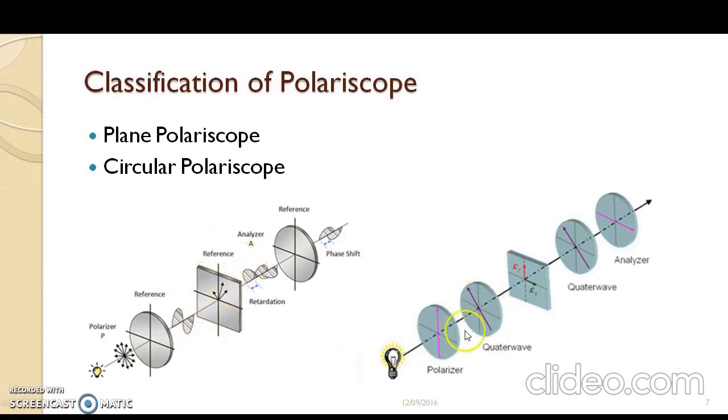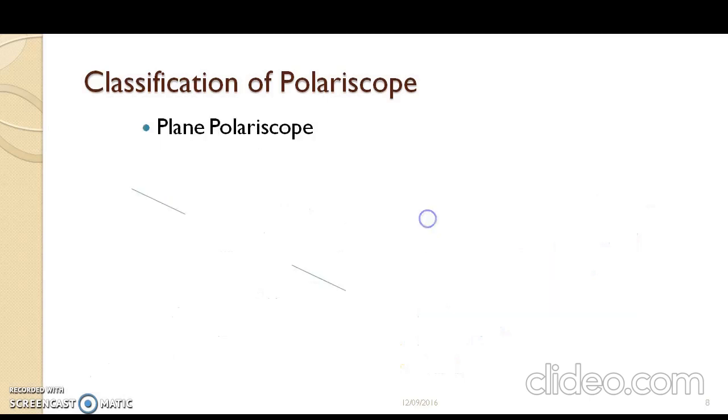Now this quarter wave plate retards the light by a quarter wavelength, where it gives the fast axis and slow axis. When you consider the fast axis and slow axis, the light passes through as circularly polarized light. That means to say you have elliptically polarized light and circularly polarized light. But the major advantage of using circularly polarized light is that you will reduce the isoclinics in the photoelastic model. So this is the difference between a plane polariscope and a circular polariscope.